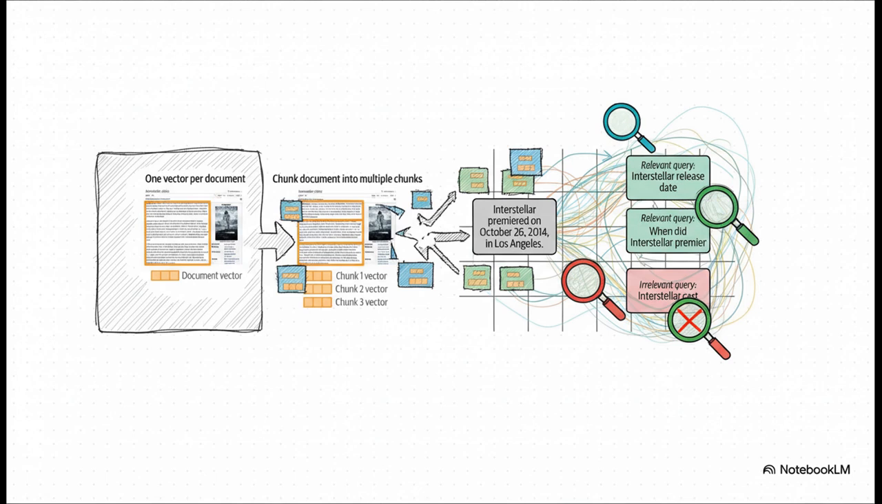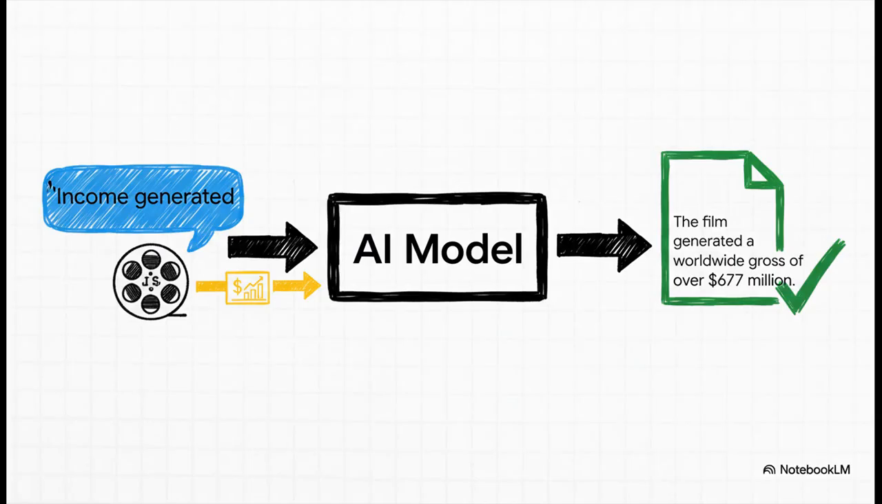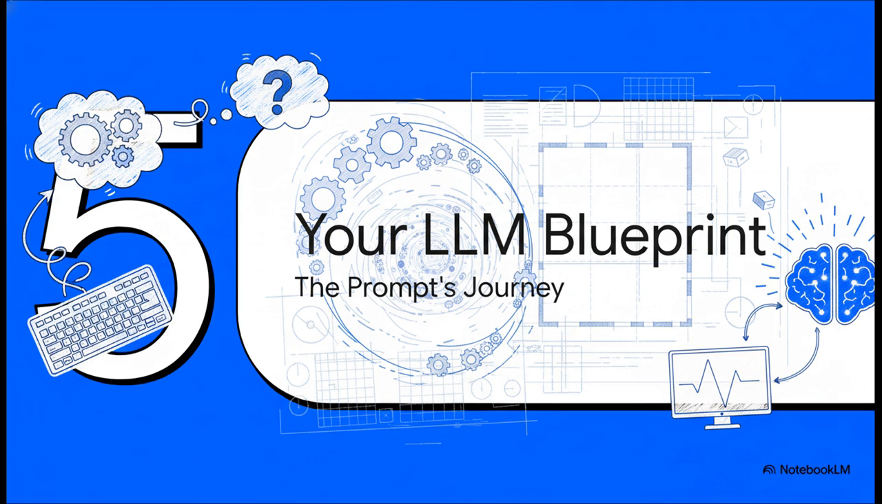But you might be wondering, how does it find that one perfect piece of info in a giant library of documents? The secret sauce is something called chunking. Instead of making one giant GPS coordinate for a whole book, we break the book into smaller paragraphs or sections, and each one gets its own coordinate. It makes the search process way faster and way more precise. And boom, here's the payoff. We ask a really simple question about the movie Interstellar. Income generated? And because the RAG system finds that specific little chunk of text and feeds it to the model, we get a perfect factual answer, pulled straight from the source. No guessing. Just facts.